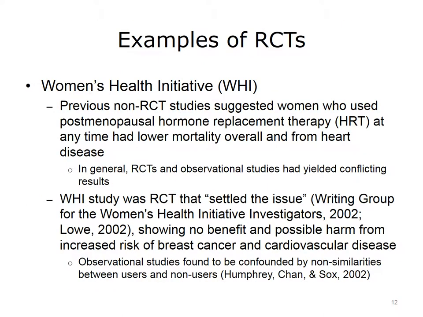Let's look at some examples of RCTs. A number of well-known RCTs come from the Women's Health Initiative, or WHI. Before the publication of the WHI RCTs, there were many previous non-randomized controlled studies that suggested women who at any time had used postmenopausal hormone replacement therapy, or HRT, which is an estrogen and/or progesterone regimen after menopause, had lower mortality overall and lower mortality from heart disease. In general, RCTs and observational studies had yielded conflicting results.